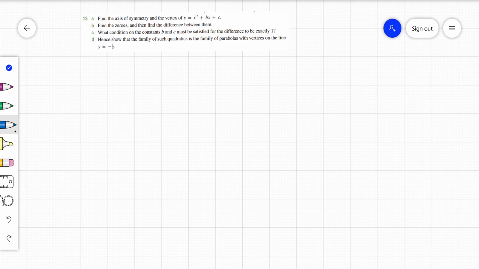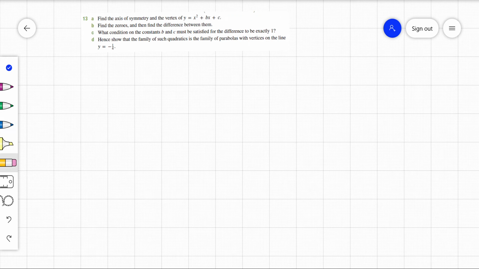Alright, so question 13, I'll just go over it again. We want to find the axis of symmetry and the vertex. Oh yes, right, read the question. From this equation, we know that a is 1, b is b, and c is c. Alright, so that's not so helpful.